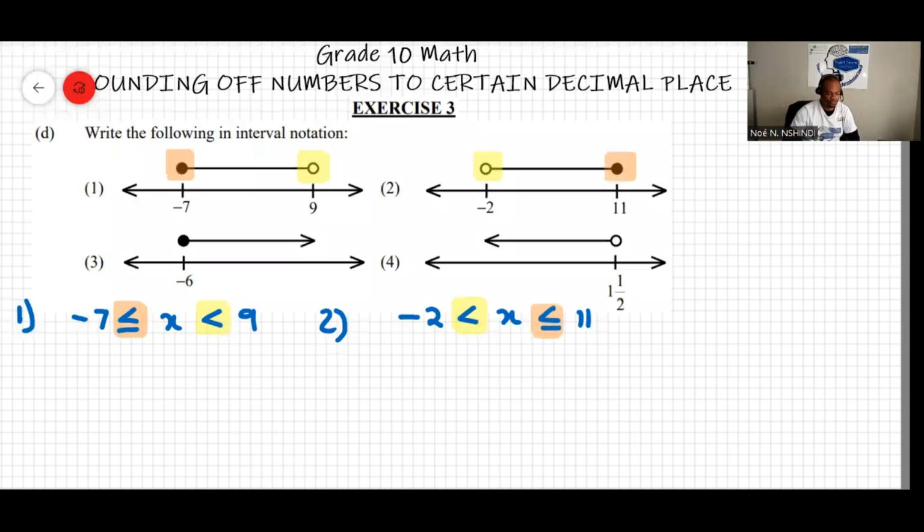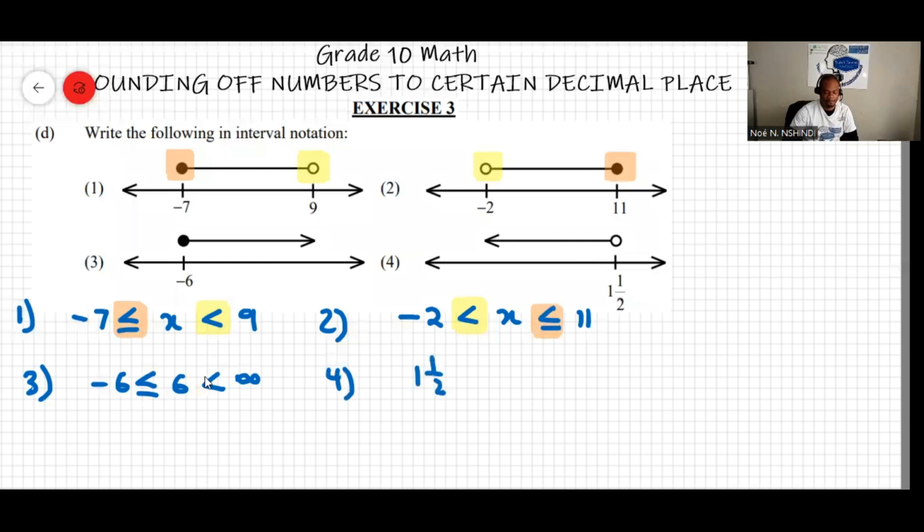Now question 3. Here we can see the arrow goes to infinity. So there we can write -6 lesser than or equal to x lesser than infinity. Infinity is something we never reach, so it cannot be less than or equal, because less than or equal means inclusive. We cannot include infinity within an interval, just get closer to infinity but never reach it.